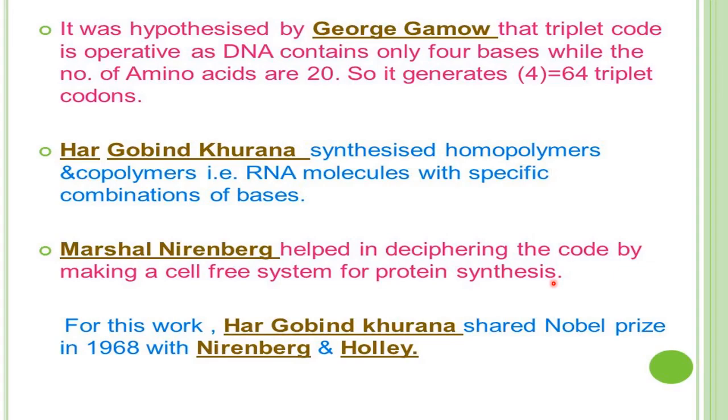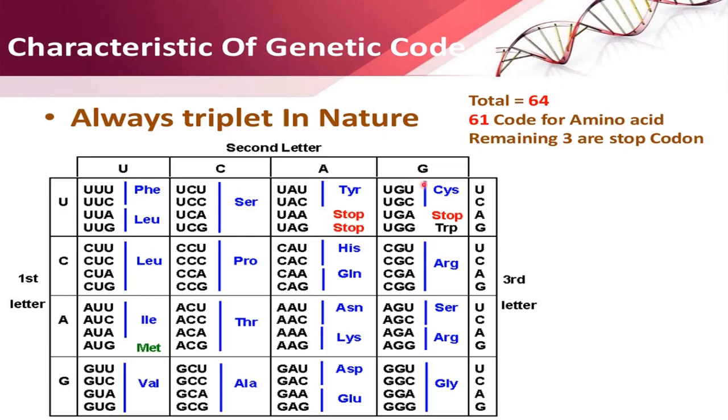So he also made some cell-free proteins, and by knowing the sequences of the codons present in them, he also helped in the same process, giving the proof that yes, the codons for the amino acids are present in triplet form. For this work, Hargobind Khorana shared the Nobel Prize with Marshall Nirenberg and Holley, who was also a scientist who worked on the genetic code. Now, based on all these observations, it was finally decided that the genetic code is present in the form of triplet codons. So this checkerboard was prepared, showing the triplet codons for the 20 amino acids present in humans.